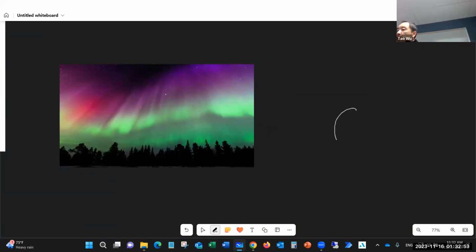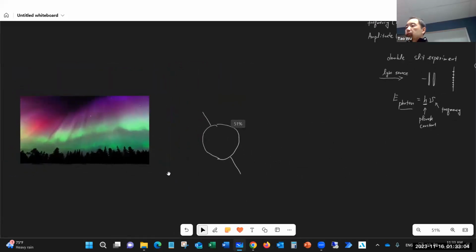Our Earth. This is our Earth, right? And let's see the sun. This is the sun. The sun is going to be much bigger than Earth. So the sun is going to shoot some particles to the Earth. I'm talking about particles, not just light. When the sun shoots particles, it's not just light. Could be something else.